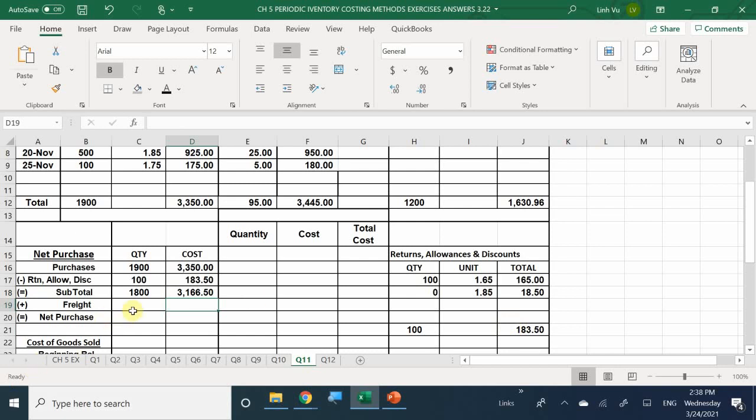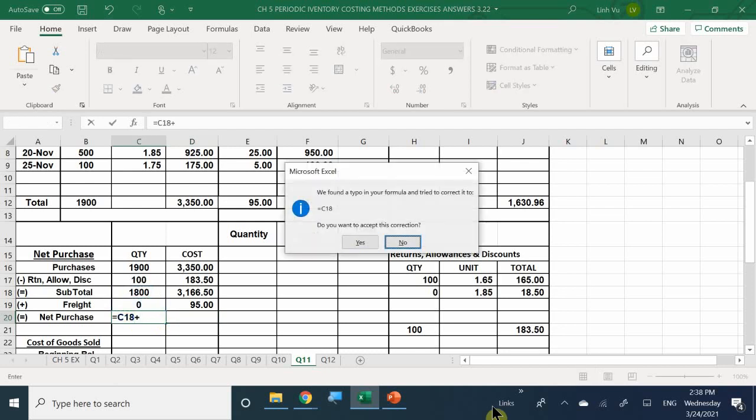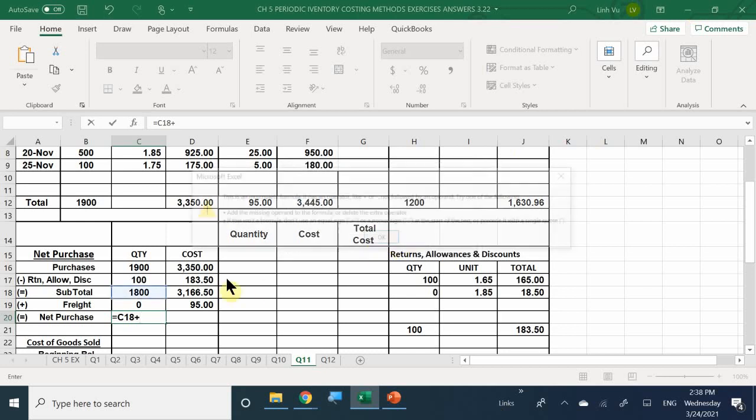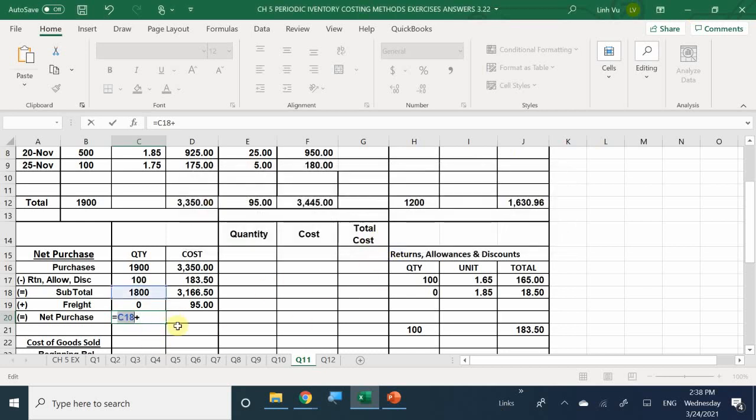Freight adds nothing to quantity. But what's my total freight? Okay, good. 95. All right. Let's add up our totals here to get our net purchases. All right, I fat fingered another number. That's the one thing I hate about Excel, is that if you fat finger anything, it's going to keep giving you these error messages.